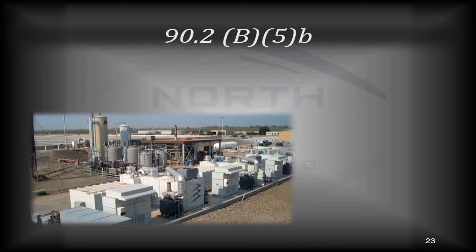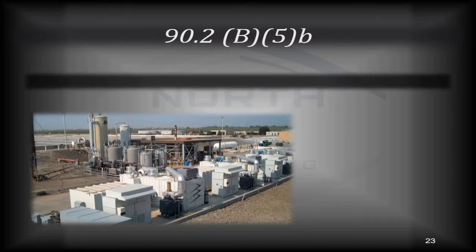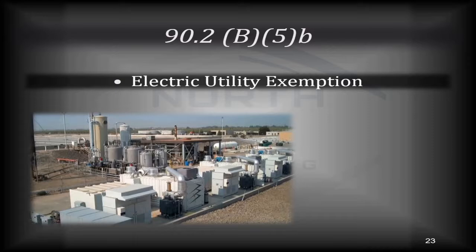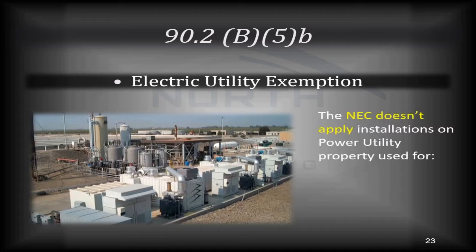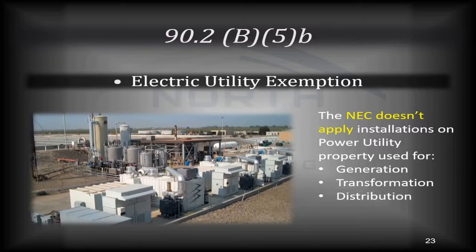90.2(B)(5)(b) deals with utility exemptions. The National Electric Code doesn't apply to installations on power utility properties if it's used for generation, transformation, distribution, or metering of electrical energy. That's not a hard one to remember. So as you see, these are the areas that are exempt under the electric utility exemption.